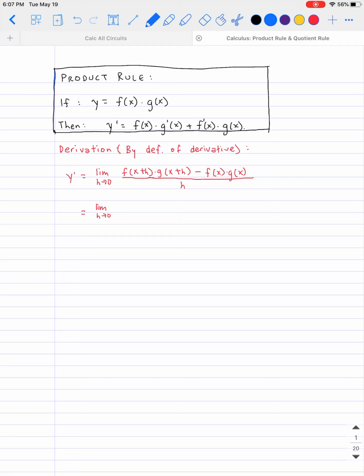Today we will be talking about the product rule. So last time we talked about the power rule for polynomials, and this time we're going to look at what happens when you try to take the derivative of a function that is a product of two other functions.